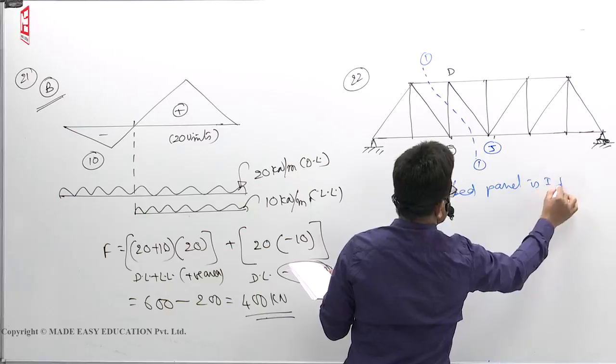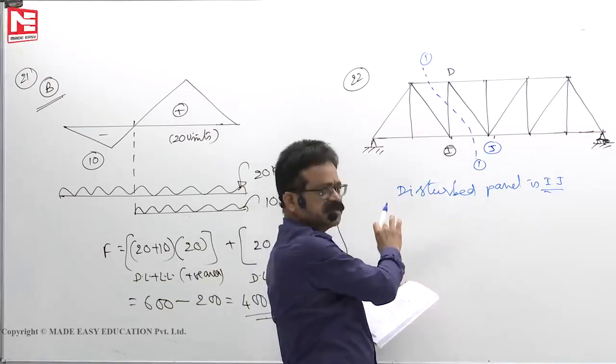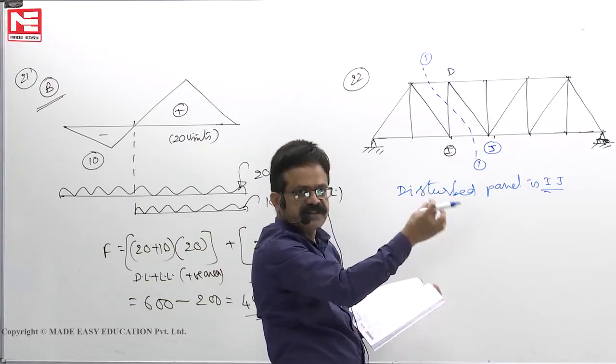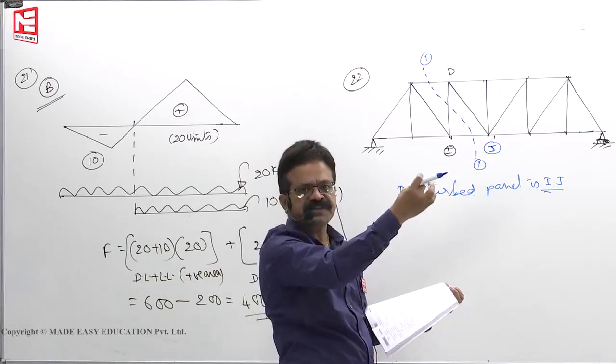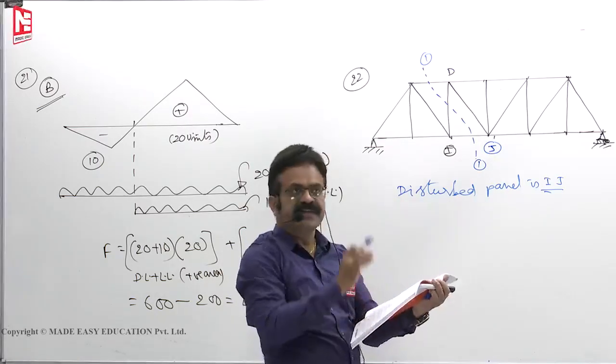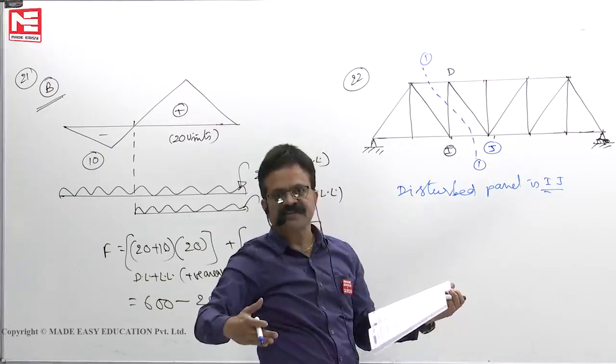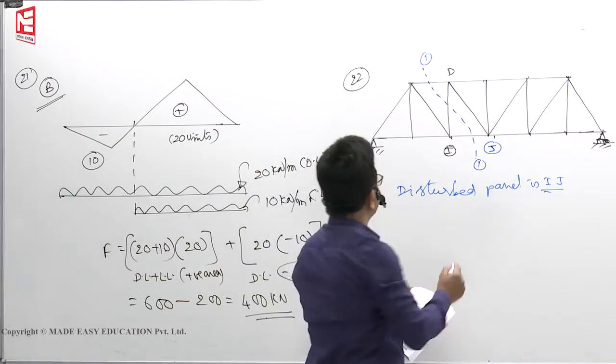Disturbed panel is IJ. So there only it should change its sign because one is compression, one is tension. So the disturbed panel changes from compression to tension or tension to compression, whatever it is. Now you see B, C, D they have given vertical lines, so ruled out. So it must gradually change. So the correct option is A.